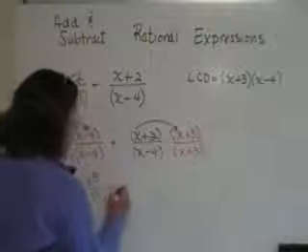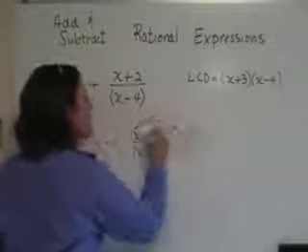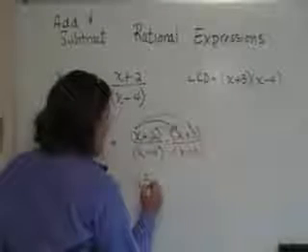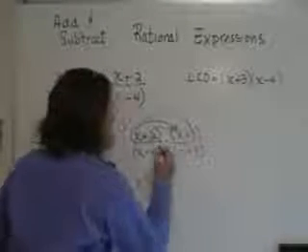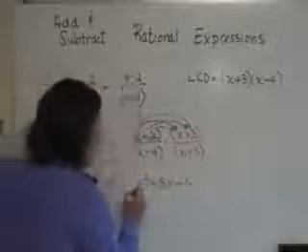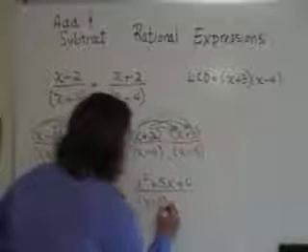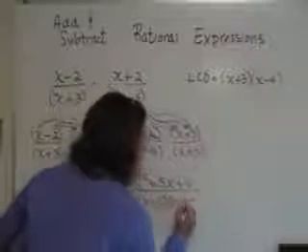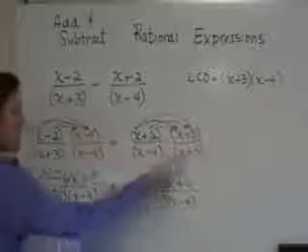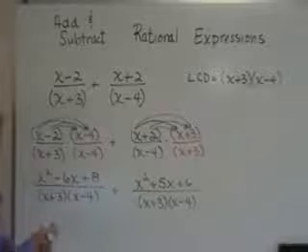X times x is x squared. Then I'll have a 3x and a 2x. That adds to be 5x. And 2 times 3 is a positive 6. Over a common denominator of x plus 3 times x minus 4. I prefer to write these denominators in the exact same order, so I chose to use the commutative property of multiplication and reverse the order here.